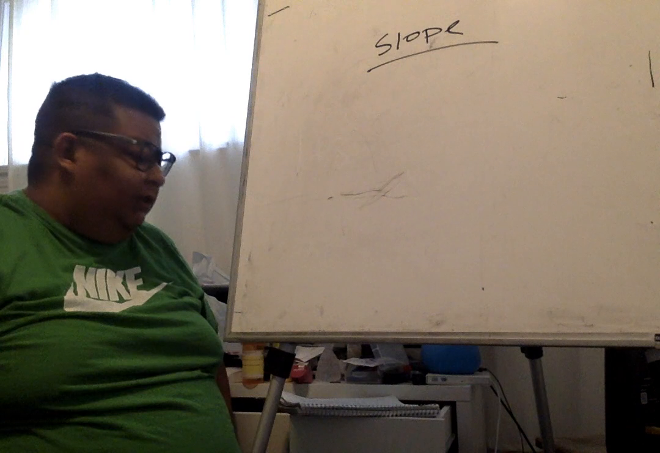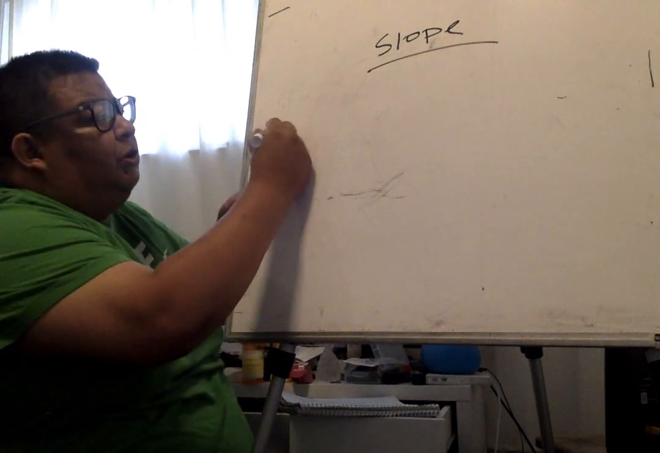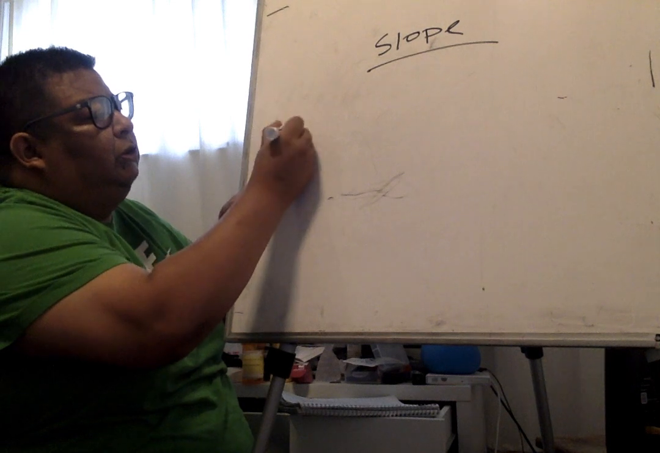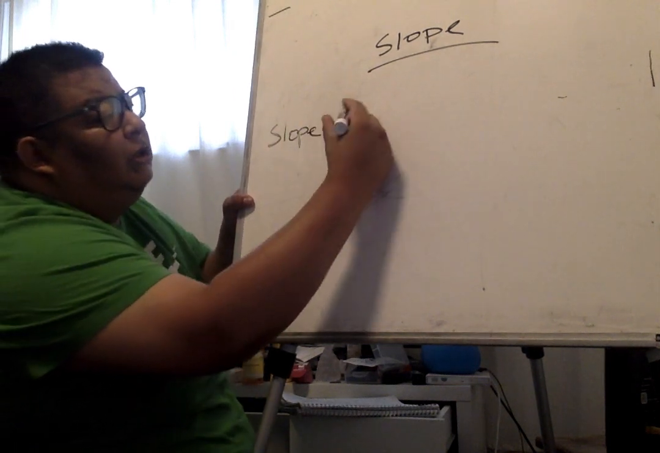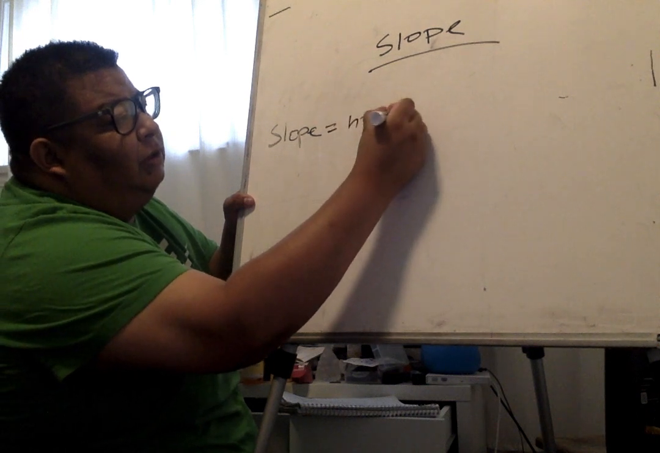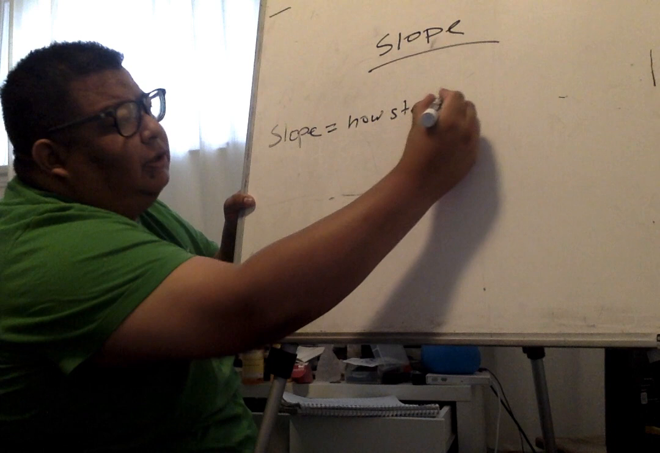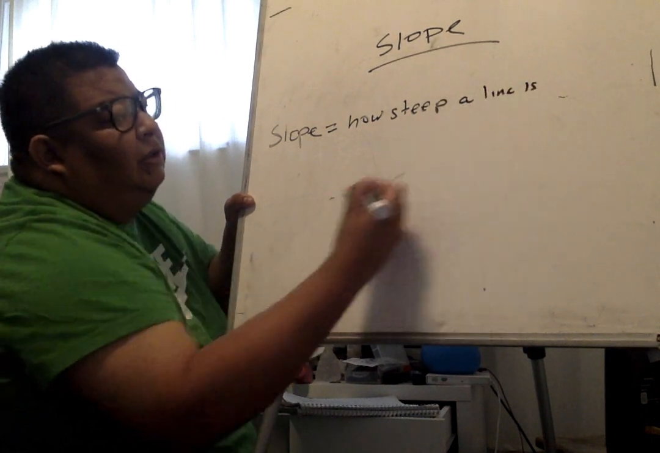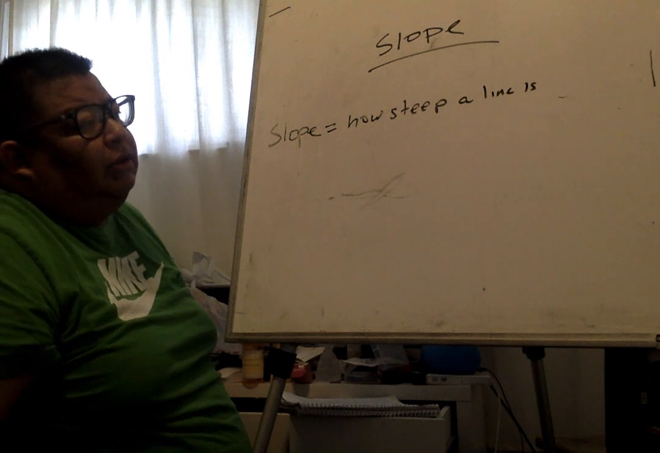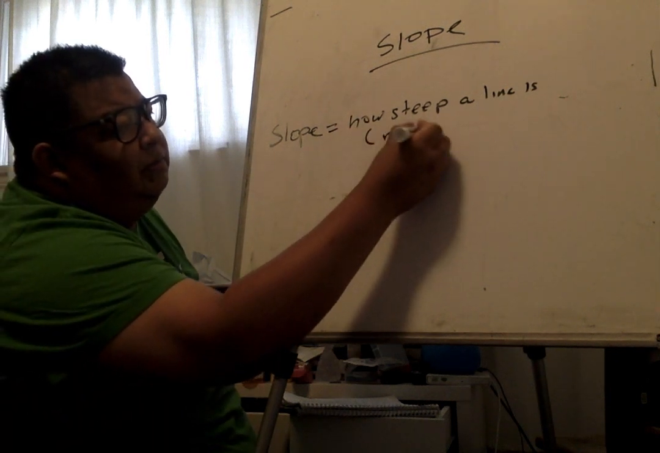Alright, so first we're gonna start by defining what slope means. Slope means how steep a line is. It's a measure of how steep a line is. So basically it's a measure.